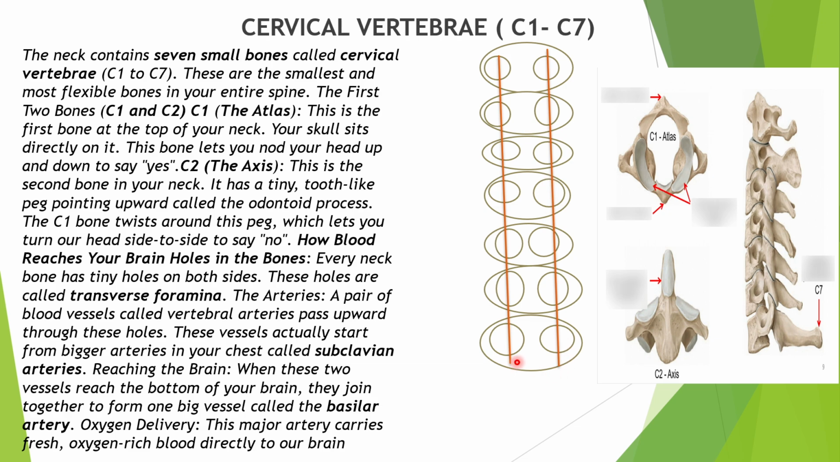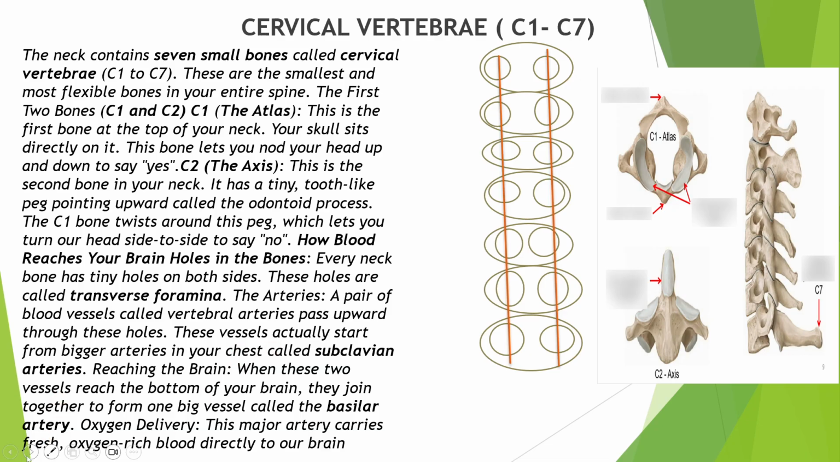This red line is the subclavian arteries. A pair of arteries moves through these transverse foramina, and these two vessels reach our brain and join into one artery, which is known as the basilar artery, and it provides oxygenated blood to our brain. So these subclavian arteries join together in our brain, making one big vessel, the basilar artery, which provides oxygenated blood to the brain.